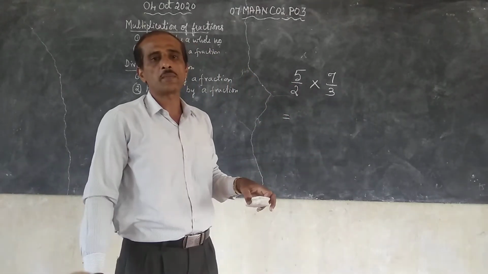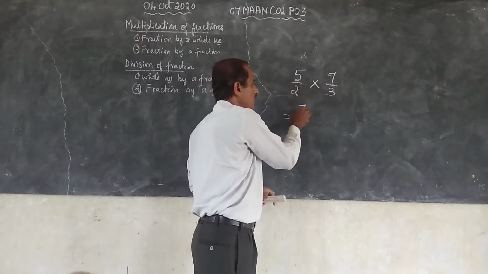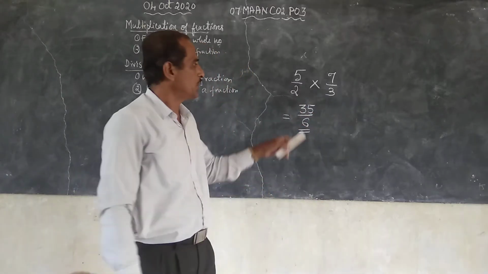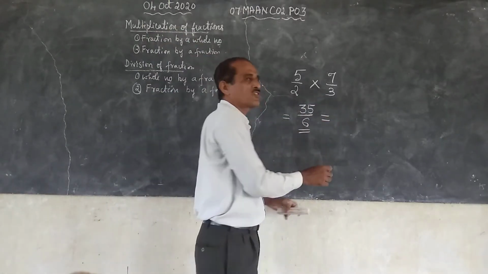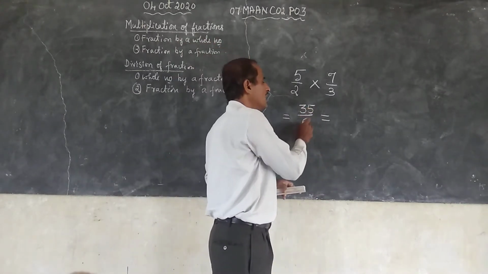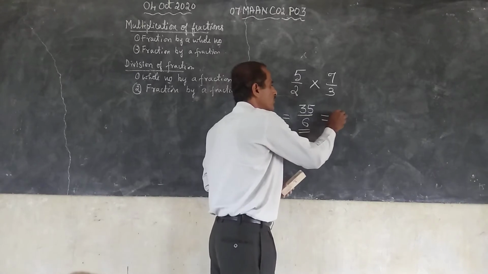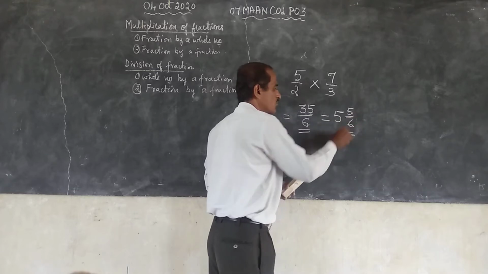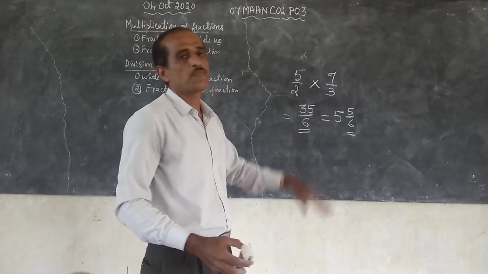Numerator and numerator are to be multiplied, and denominator and denominator you multiply separately. 5 into 7, 5 sevens are 35. 2 threes are 6. So the answer is 35 by 6. You can convert that 35 by 6 to mixed form. What is the mixed form of 35 by 6? 6 ones are 6. How many 6s are there in 35? 6 fives are 30, 6 sixes are 36. 36 is not here, only 35. So 5 times, 6 fives are 30. 5 remains here, and 6 as it is. So this is the conversion of an improper fraction into a mixed fraction.